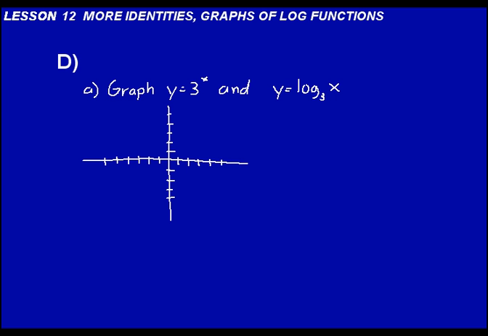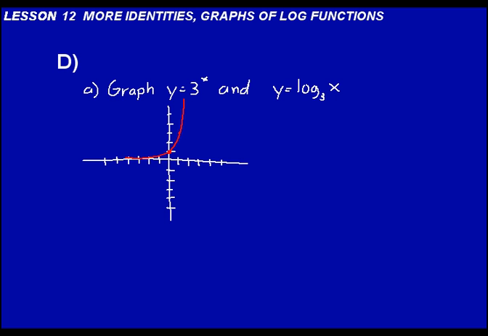And we've been working with exponential functions, and we know that if we have y equals 3 to the x, that's going to go through 0, 1, and since the base is greater than 1, it will curve up and to the right. So we could put one more point on there: when x is 1, y is 3. Put a dot right there, and we know it's going to curve up and to the right like that. So that's the graph of y equals 3 to the x.